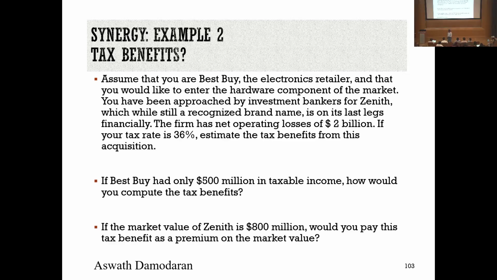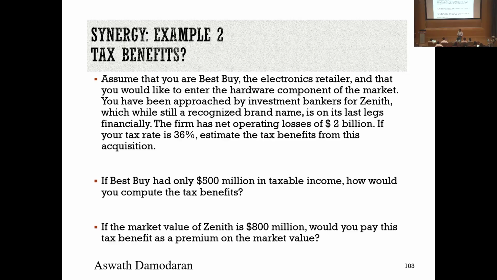So if your tax rate is 36% and you're buying a $2 billion NOL, that gives you a tax savings of $720 million, if you have enough income. Remember, the IRS doesn't mail you a check for 720 million. You've got to have taxable income. So if you have taxable income of 3 billion or 5 billion, the value of the NOL to you will be about 720 million. But let's make it a little trickier.